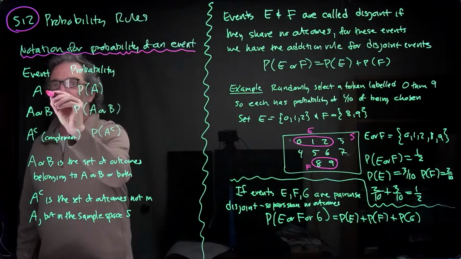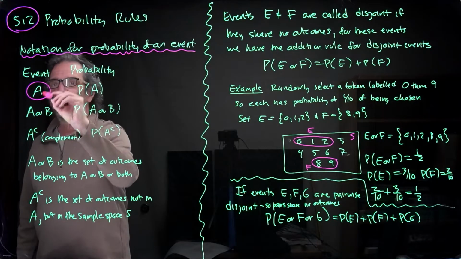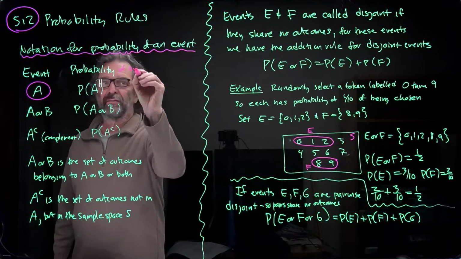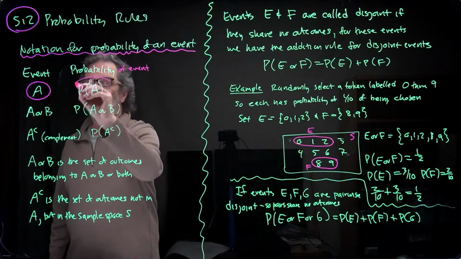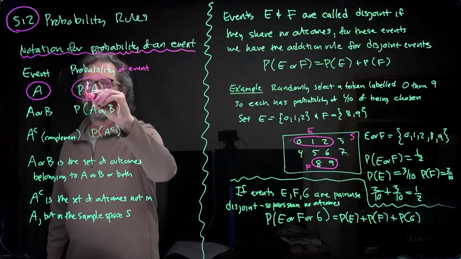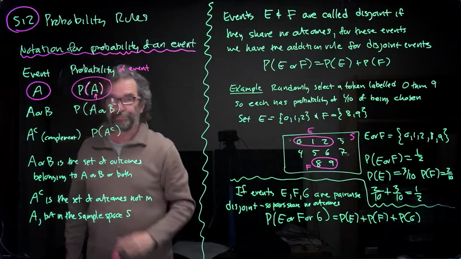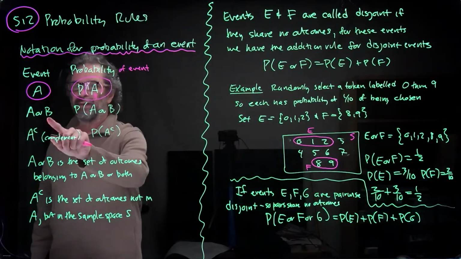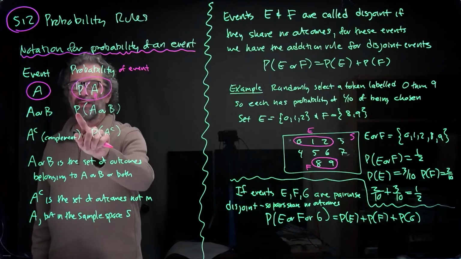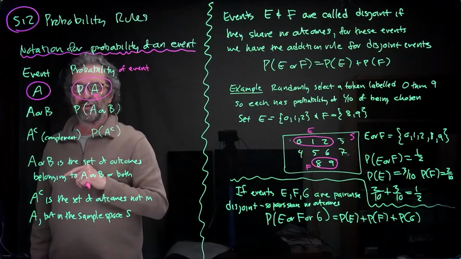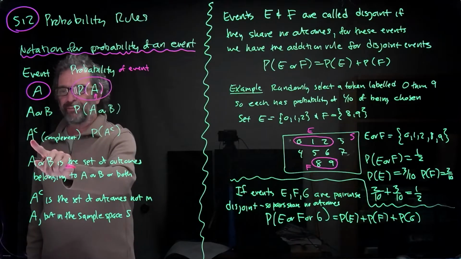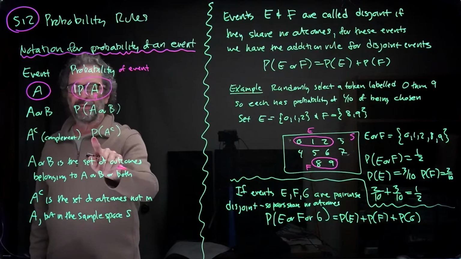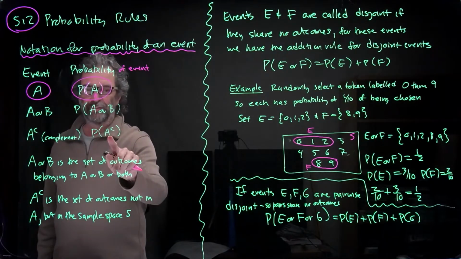So if the event is represented by some letter like A, B, C, D, E, F, then the probability of the event is written P parentheses on each side like this. You stick the event inside there. If we have some more complicated event like A or B, where A and B are events, the probability of A or B is written P parentheses A or B inside. There is something they use for events called complement. We'll be talking about that later. The probability of A complement would be written P parentheses with A complement inside.